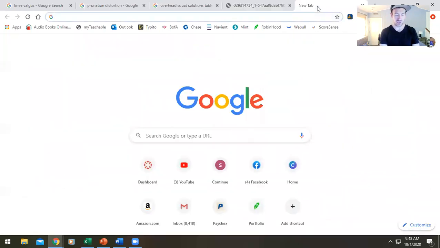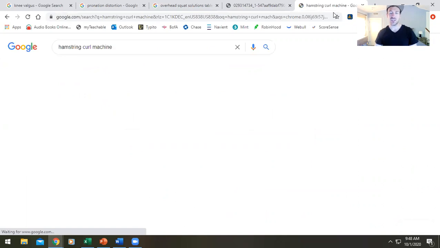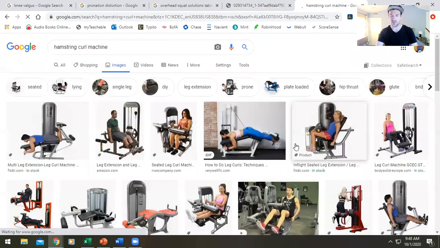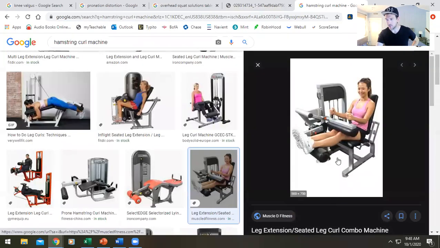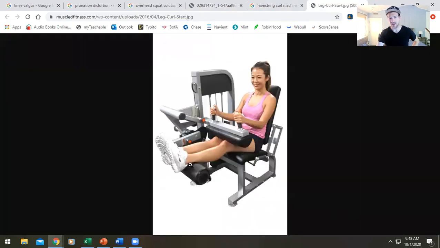Let me see here. Hamstring curl machine. Let's take a look. These are meant to be demos, pictures put up on the internet by trainers. And there we go, instantly. This is clearly a person who is a model and not an actual trainer. Do you see how her feet are turning? She's on this curl machine and she's got this weird angle with both of her feet. Not what we are looking for.